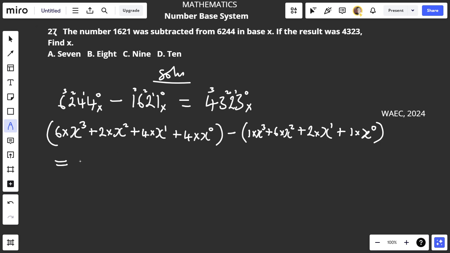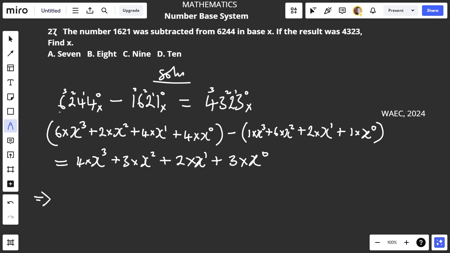We also convert it to base 10. That will be 4 times x raised to the power of 3, plus 3 times x raised to the power of 2, plus 2 times x raised to the power of 1, plus 3 times x raised to the power of 0.